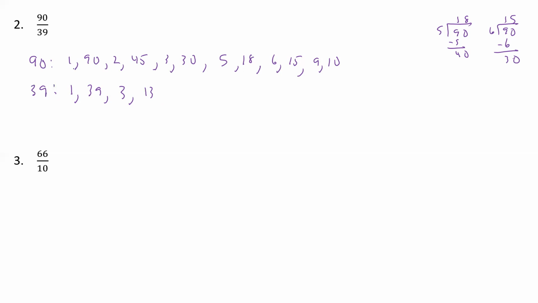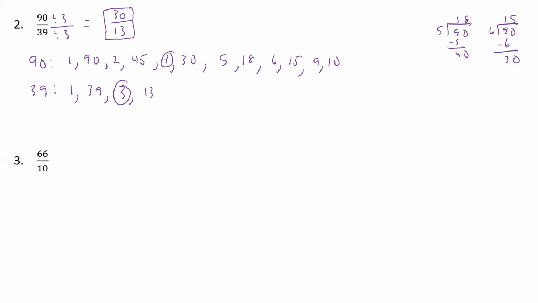So now if we look here, 1 is common, 3 is common, not 13 and not 39. So it looks like here the biggest one is 3. So what we're going to do is divide both the numerator and the denominator by 3. We divide that by 3, we get 30. We divide that by 3, we get 13. And that is our reduced fraction. Okay.